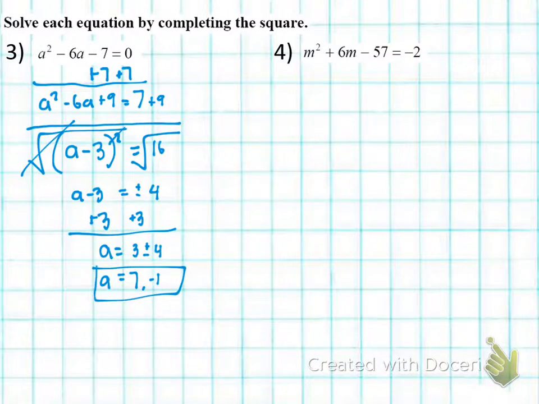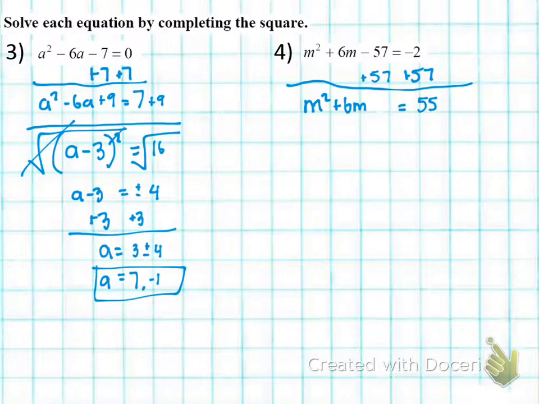Number 4. Here we go. Number 4, first step. Add 57, right? We don't want any constants here, so we want to add 57 here. When we do that, we get m squared plus 6m is equal to positive 55, okay?